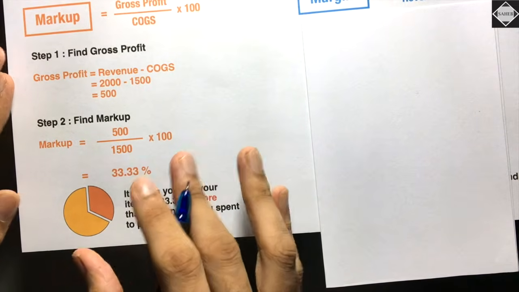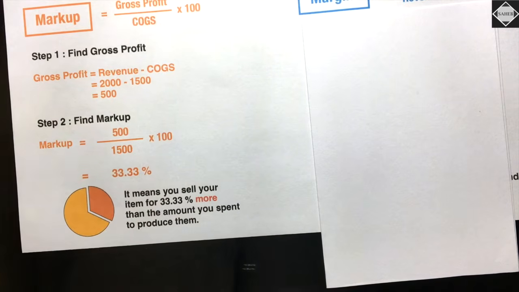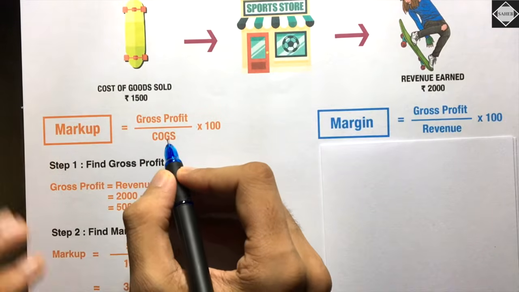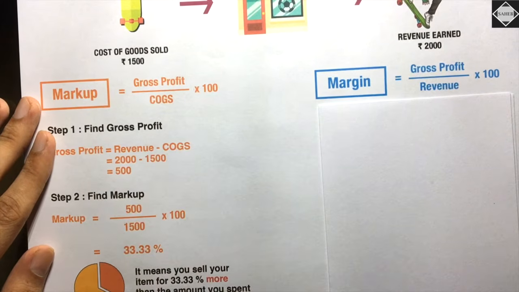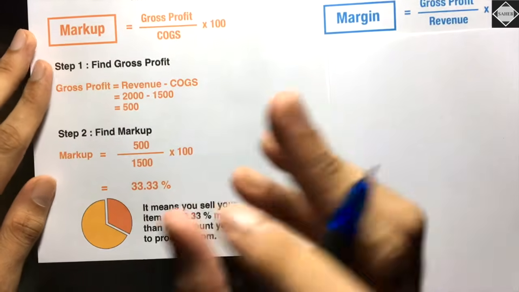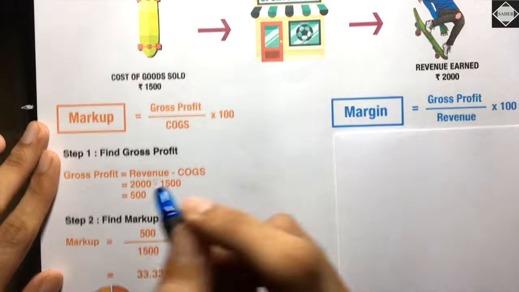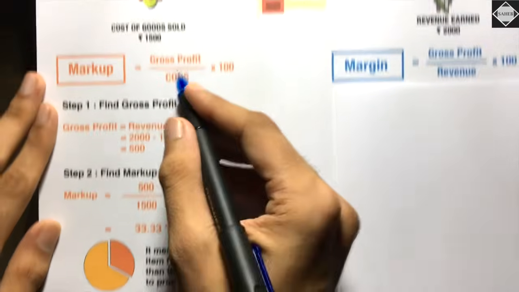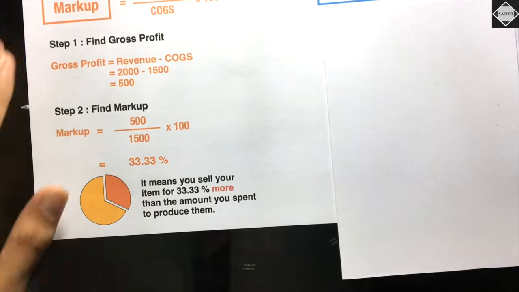Okay, that's the interpretation. Now if you see this whole pie chart, this whole 100% is cost of goods sold. But understand, out of the cost of goods sold, 33.33% we found out to be gross profit. That's our gross profit. So basically it means that 33.33% of COGS is gross profit. Is that clear? Okay, that's what it means.